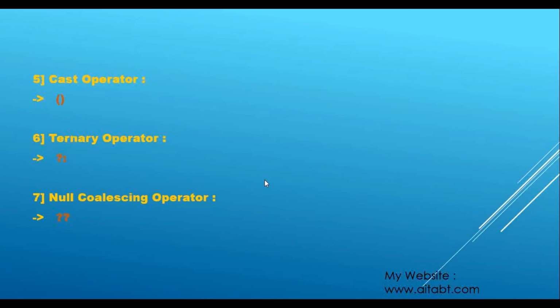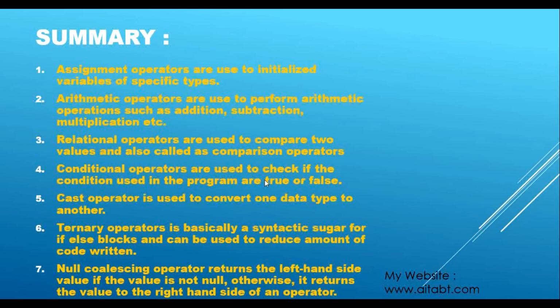But till then, these are the operators that are often used in an application, and as a beginner it is enough to know these many operators. Let's just quickly see the summary. Assignment operators are used to initialize variables of specific types. Arithmetic operators are used to perform arithmetic operations such as addition, subtraction, multiplication, etc. Relational operators are used to compare two values and are also called comparison operators. That we have also seen, and everything we have seen in today's video tutorial.